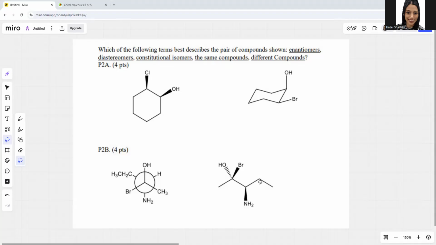Hello, I'm gonna go through some of the questions on the practice exams that we went over already in class. The questions just ask to compare the pairs of compounds in front of us, and it's gonna be one of these things: either an enantiomer, a diastereomer, a constitutional isomer, the same compound, or a different compound. I'm going to try to do one of each.